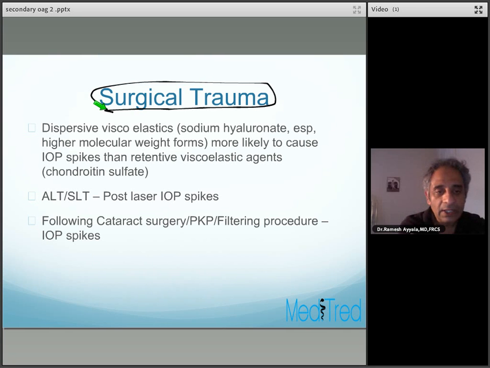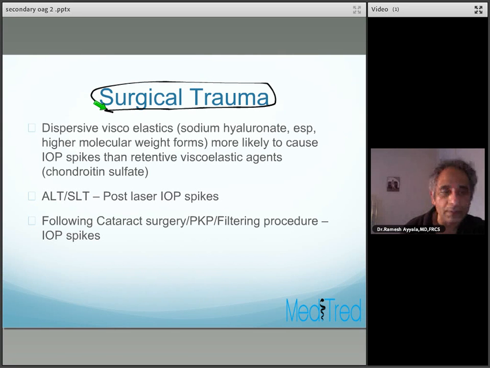IOP spikes are more likely to happen with the dispersive viscoelastic compared to the retentive viscoelastic agent. And if you do have a situation where the viscoelastic is retained at the end of the cataract surgery, and the pressures are high, you can burp the viscoelastic out of the paracentesis site, put the patient on glaucoma medications, and try putting in pilocarpine, which will stretch the trabecular meshwork open, so the high molecular weight forms of these viscoelastic agents can escape through the stretched out trabecular meshwork. In the worst case situation, you may have to take the patient back to the operating room and wash out the viscoelastic completely.